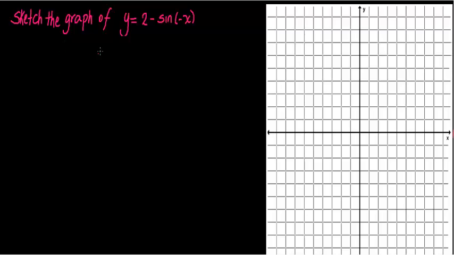For this example, we're going to make use of the negative angle identities. Notice it says y is equal to 2 minus the sine of negative x. Remember the negative angle identity for sine. It says that sine of negative x is equal to negative sine of x.